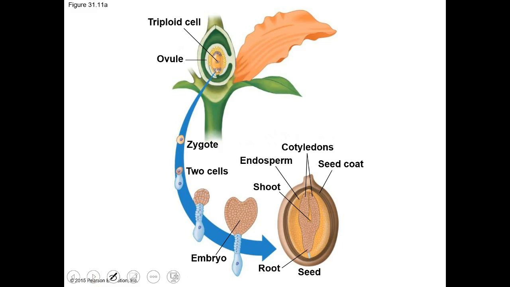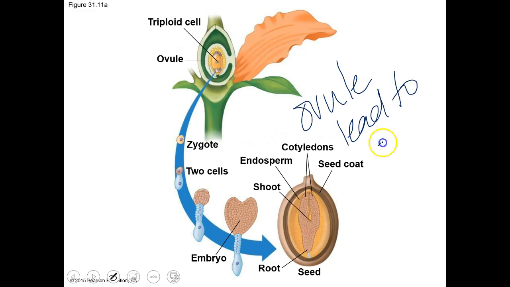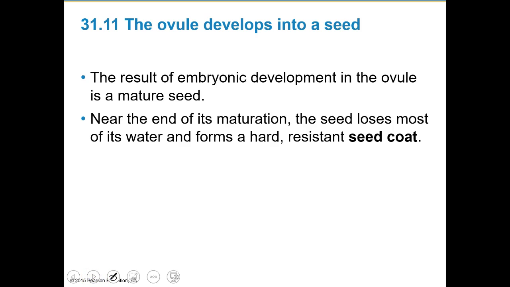Lots and lots of details. The big idea here is that we're going to start to get a seed developed here in the ovule. So that's the big part to know. Ovule will lead to seeds. All those details are fine not to know. The result of the embryonic development of the ovule is a mature seed. That's the key point. Near the end of its maturation, the seed loses most of its water and forms a hard, resistant seed coat. And that's just the outside of a seed.